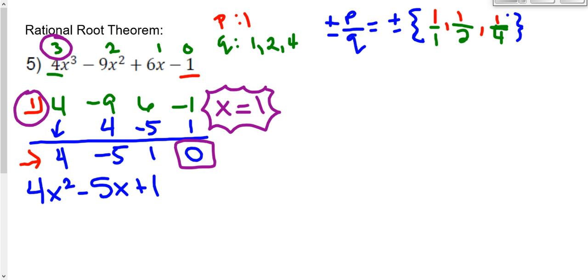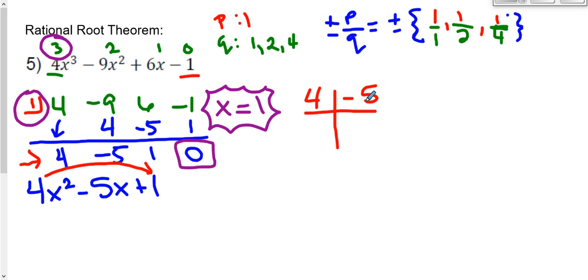If I'm going to factor it, I'm going to go ahead and use fake factoring, which starts by multiplying a by c. When I multiply a by c, it will give me the value to put inside my t-chart. So 4 times 1 is 4. So I'll have to find 2 things that multiply to 4 that add to the negative 5 in the middle.